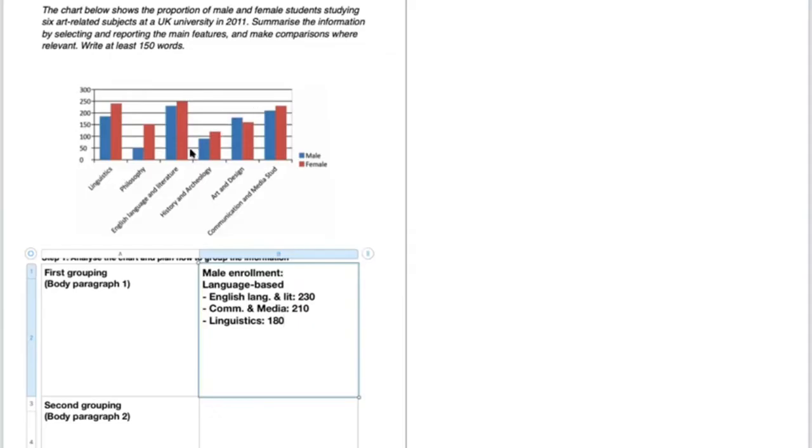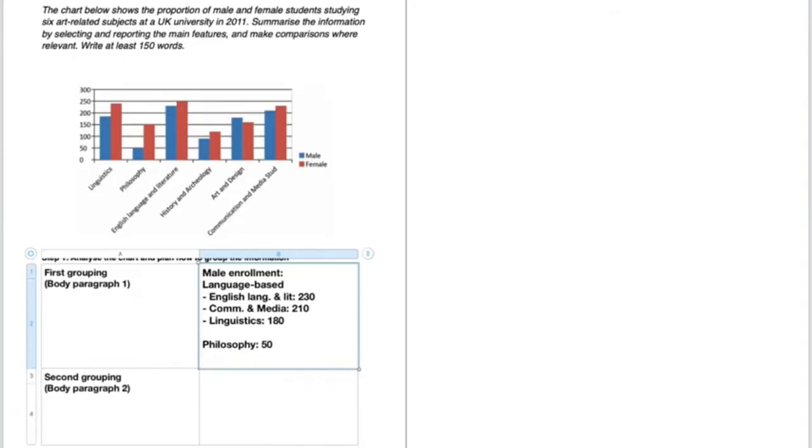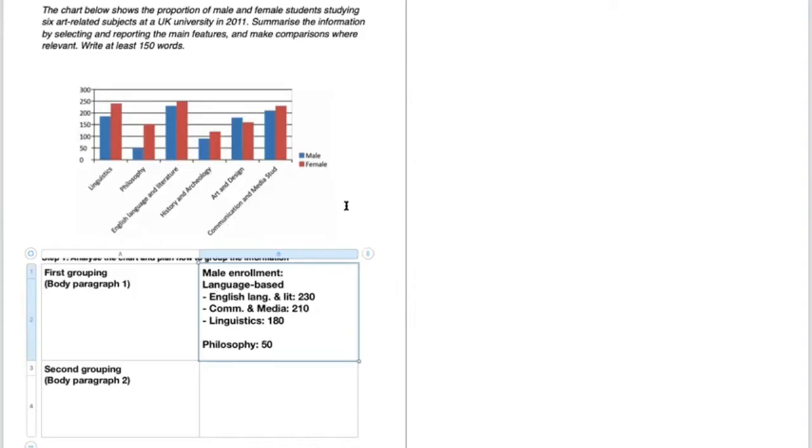So I'll say 180. And then I'm not going to really talk about art and design and history and archaeology because those are what I would say to be mid-range. They don't have anything really to do with language-based learning, and they are not the lowest. So instead, I'm going to focus on the lowest, which is philosophy, and philosophy is clearly at 50. So philosophy, I've got 50, okay? So note how I'm looking at a couple of things. I'm looking at the highest, I am looking at the lowest, and I'm looking at the fact that there is a clear language-based grouping when it comes to male enrollment.